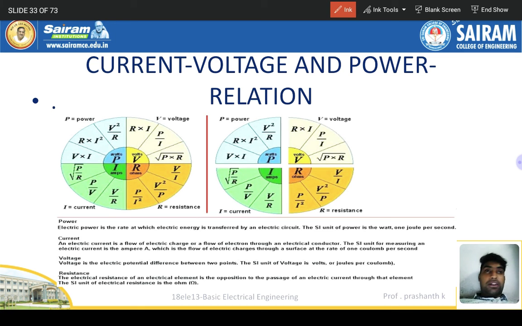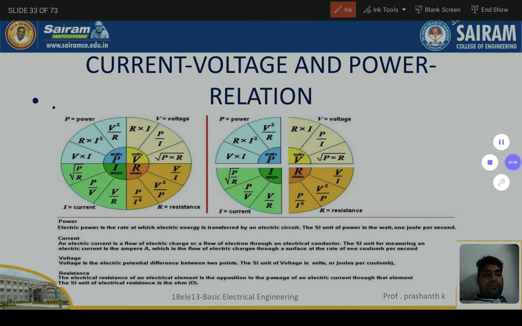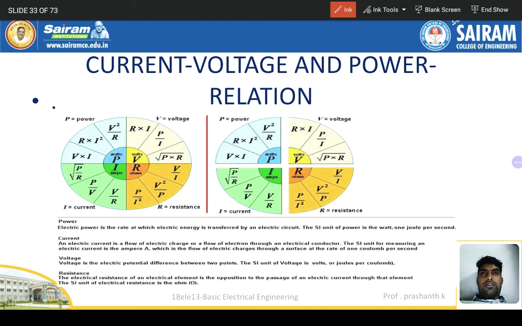I is equal to q by t. A particular charge will be there, a particular time will be there, and the voltage. So pressure is required to move the electrons, or potential difference between two ends of the conductor. And power is work done per unit time, and energy is the power into time.